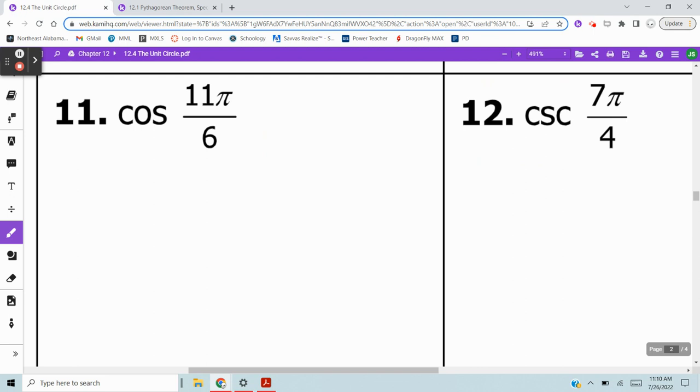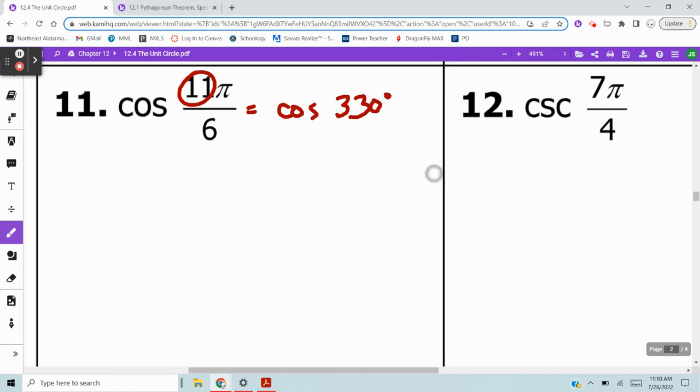Okay, number 11, now we're dealing with radian measures. And just a quick reminder, in order to switch from radians to degrees, if it has this pi in it, it's really easy. That pi is equal to 180. When you take the 180 and divide it by 6, you get 30. When you take that 30 and multiply it by 11, you get 330. So we're actually finding the cosine of 330 here is what we're looking for.